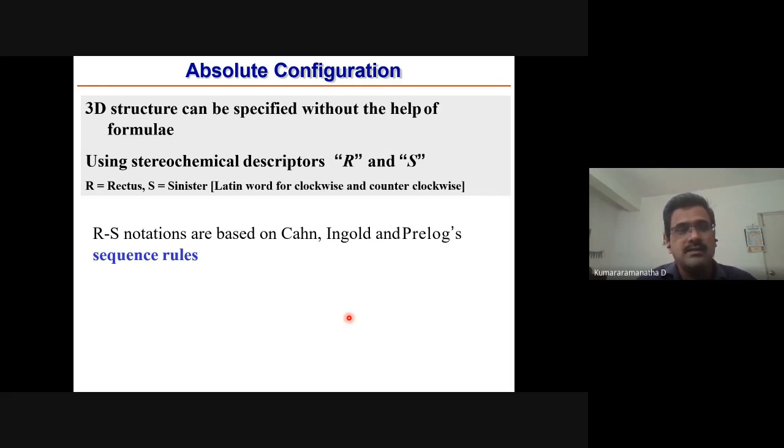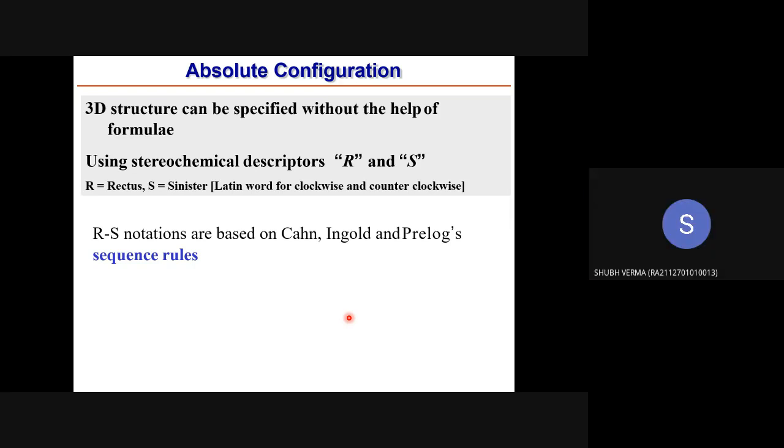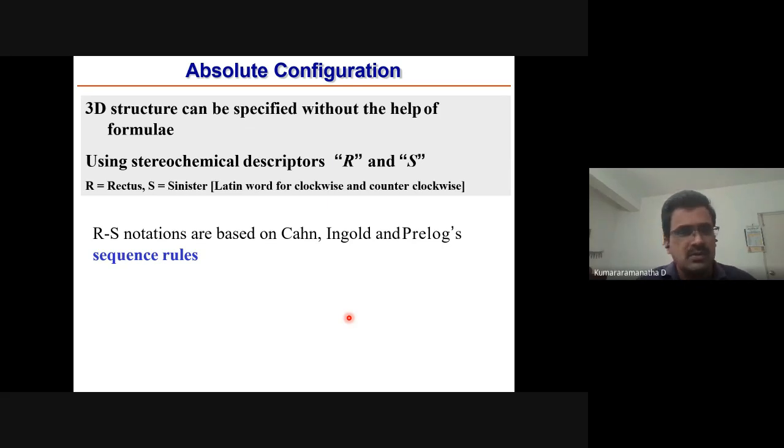Any other specific suggestion? Sir, if isotopes are there, then the greater the mass number, the more the priority. Yes, that is also right. So again, essentially, it moves around molecular weight and the functional groups that have been assigned.